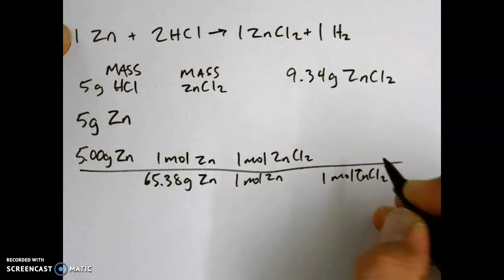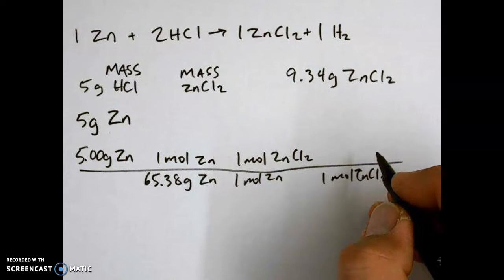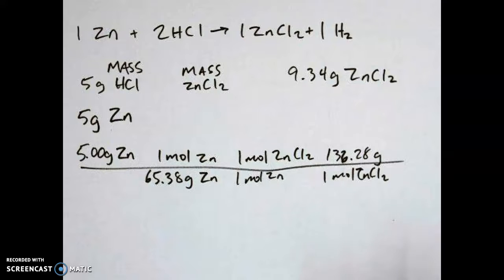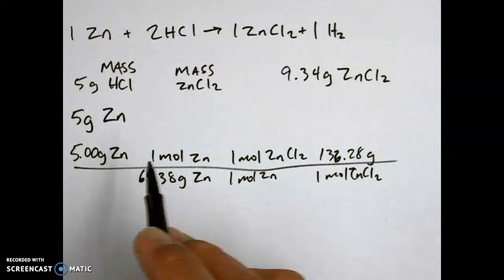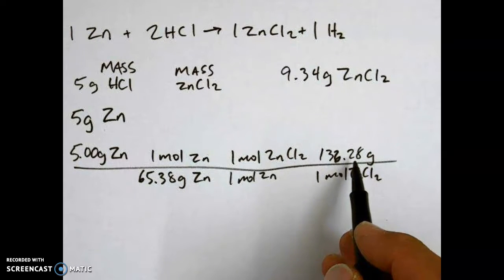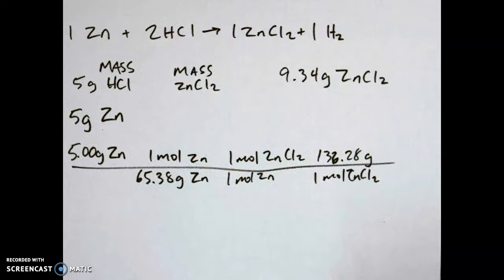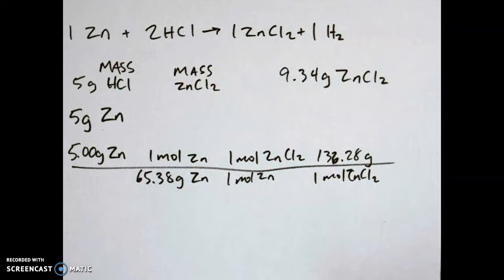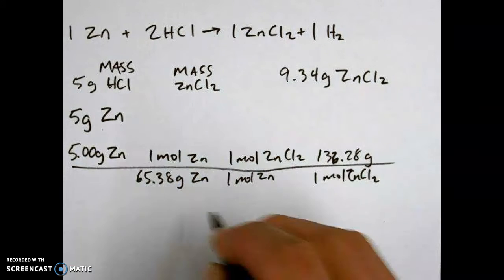And in 1 mole of zinc chloride, I'm going to cheat off last night's homework. Zinc chloride was 136.28. Punch this into your calculator: 5 times 136.28 divided by 65.38. You should get 10.4.